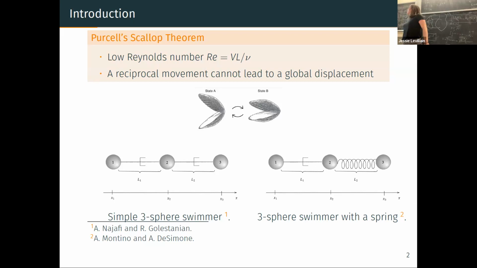An extension of this was studied by Montino and De Simone. It's the 3-sphere swimmer with a spring. One of the arms is replaced by an elastic spring. So this time you only have one real active degree of freedom, but it can still swim because the spring naturally moves out of phase with the arm. So it acts in the same way. There's only one drawback: because there's a passive arm, you can only move in one direction. Before, you could choose whether to move to the right or to the left, and now you only move in the direction of the spring.